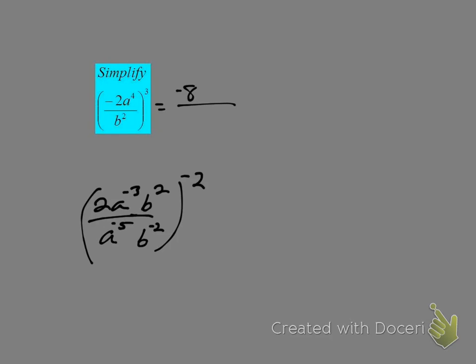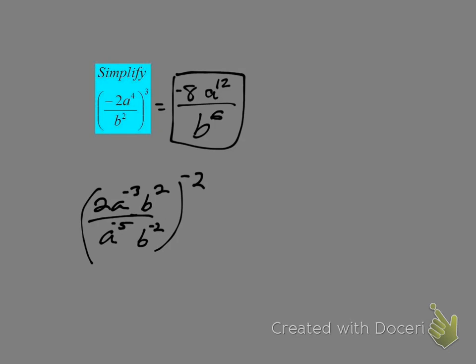Negative 8. Now, once you do that, take each variable individually. What's a to the 4th to the 3rd? Power to a power, multiply your powers. What's 4 times 3? 12. So a to the 12th. Now do it to the bottom. What's b to the 2nd to the 3rd? B to the 6th. Good. And that's it. Notice how the 8 is negative. It's not a negative exponent on the 8, so it stays here. See the difference?